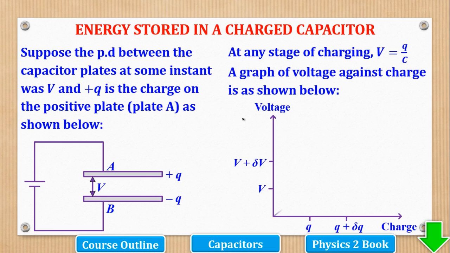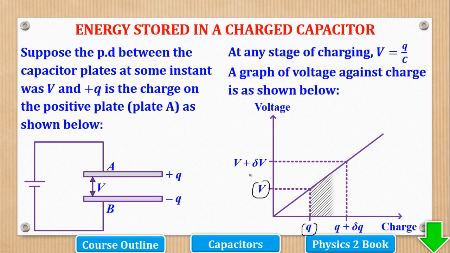So those are the axes. Then we shall draw the graph. It will be a linear one with a positive gradient, to imply that when PD is V, charge is Q, and when PD is increased by a small change in V, charge will also be increased by a small change in Q.